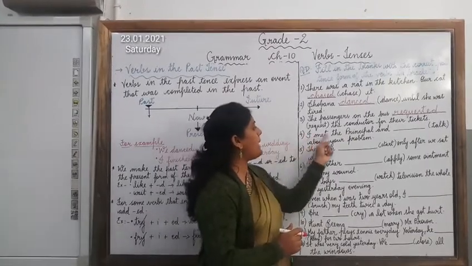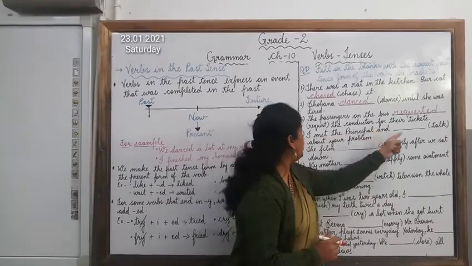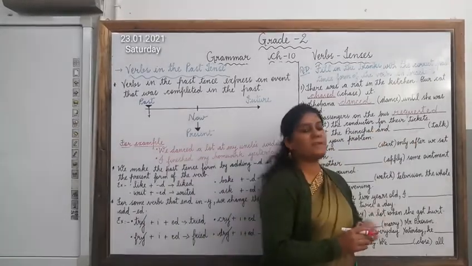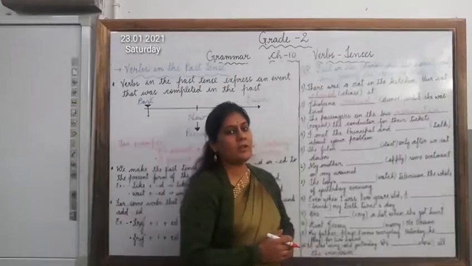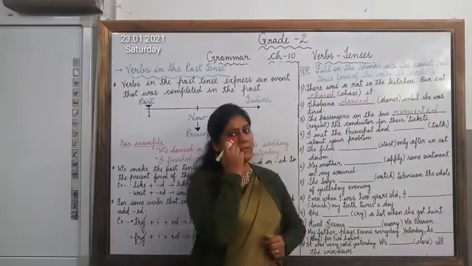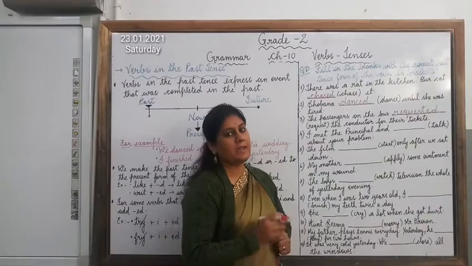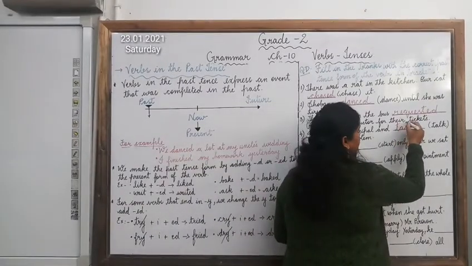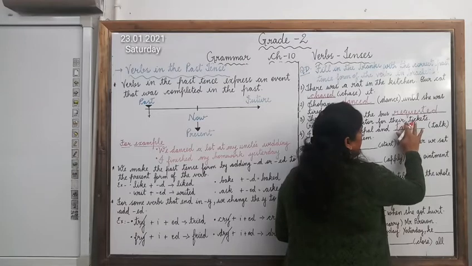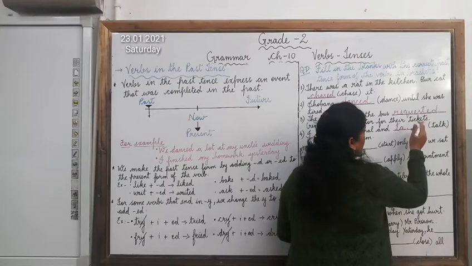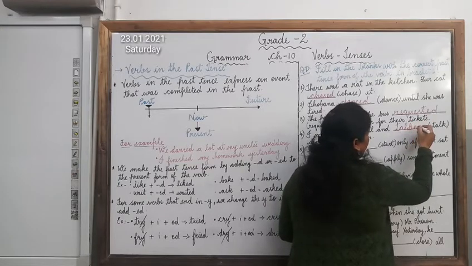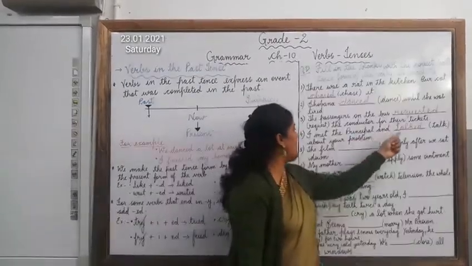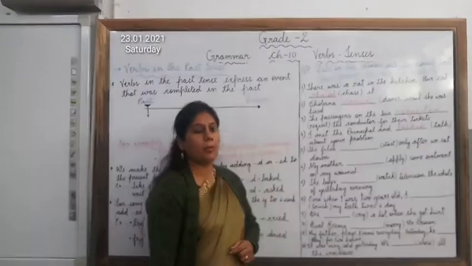Fourth is: I met the principal and dash about your problem. Now here the verb given to you is talk. So what is the past form of the verb talk? Yes, we will just add ed to the verb talk. So it will become talked. The sentence is: I met the principal and talked about your problem.